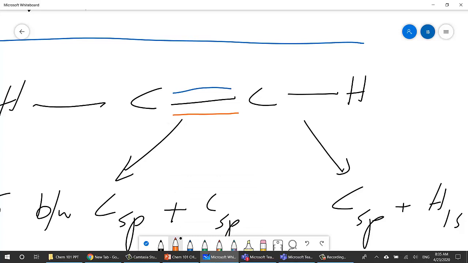These pi bonds now, they are for the 2py and 2pz, so they are between the p orbitals in the carbon. Okay.